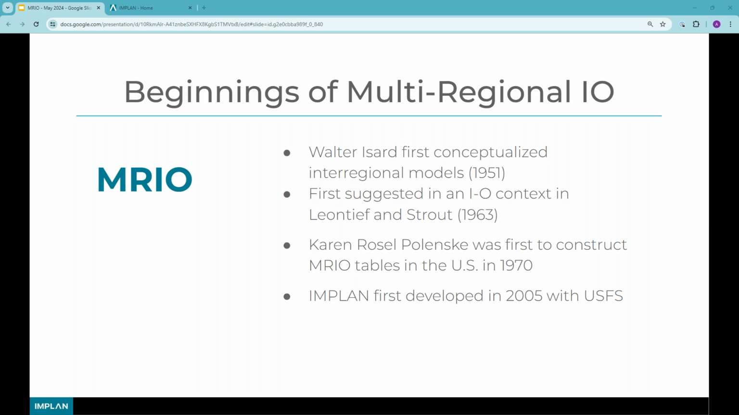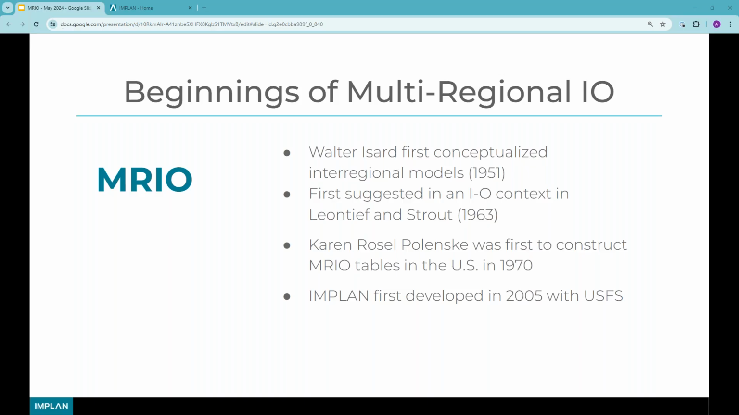So let's start at the very beginning. The first US national IO table was constructed by Wassily Leontief in 1944. However, early on in the development of that IO, there were discussions of creating sub-national models. The idea of MRIO dates back to at least 1951, when Walter Isard first conceptualized a pure interregional model starting from those regional models and then building upwards.